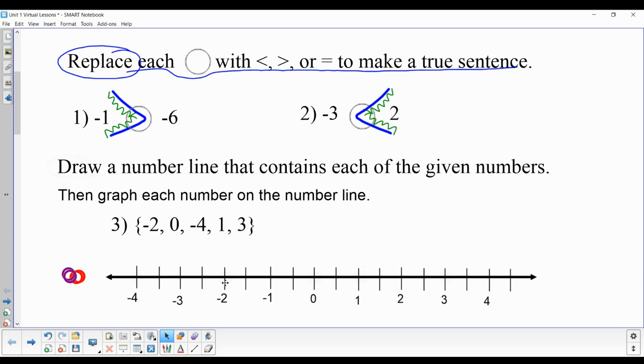Negative 2, you find negative 2, you put a dot on the number line right at the hash mark. 0, you go to find 0, you put a dot. Negative 4, you find negative 4, it's over here on the left, you put a dot. To graph the number 1, it's 1 to the right of 0. And to graph 3, you find 3, you put a dot. And that is all you need to do to graph integers on your number line.